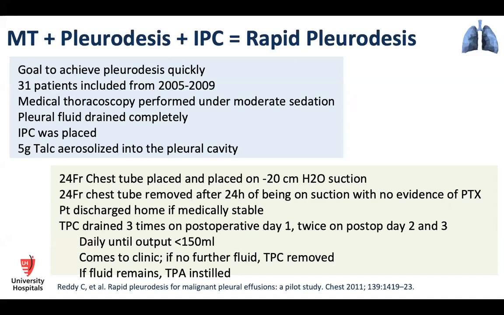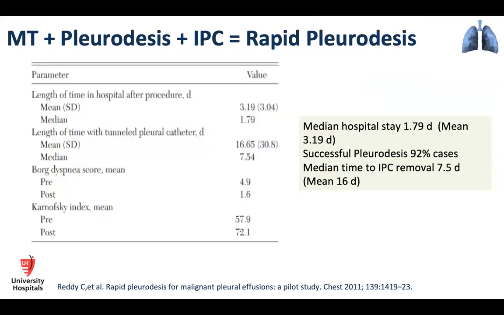And if in a week's time there's no fluid coming out of the PleurX, you want to troubleshoot, make sure that the PleurX is patent, and that's why fluid is not coming out. So you ultrasound or do a CAT scan, make sure that there's no accumulated fluid. If there is no fluid and the lung is expanded, then you remove the IPC and the patient is pleurodesed.